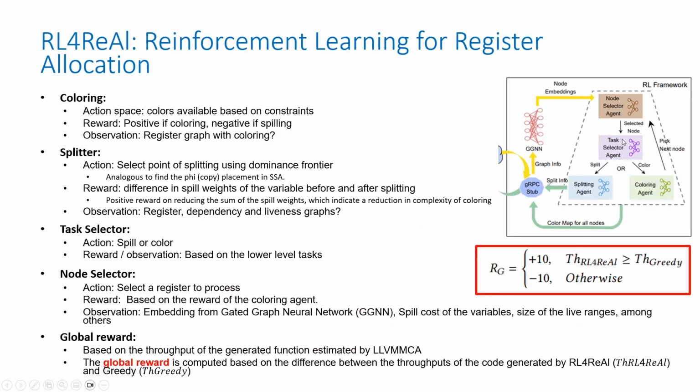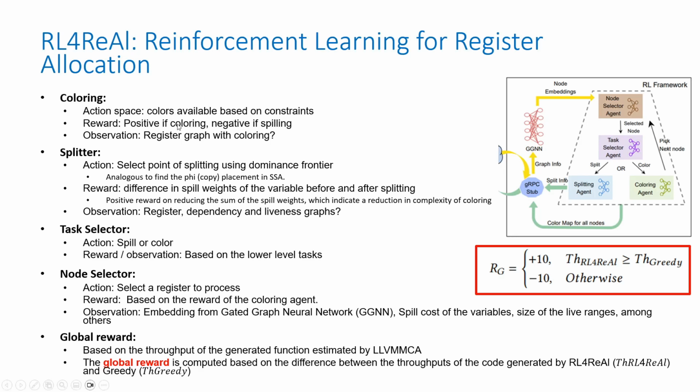And let's go into details on the reinforcement learning agent. Let's tackle first the node selector agent. The action is easy. The action is basically selecting the register to process. The reward is based on the coloring agent. Okay, let's go to the reward of the coloring agent. It's going to receive a positive reward if you color, and negative if you spill. Of course, the more spilling, the more memory you spend, so you don't want spilling.